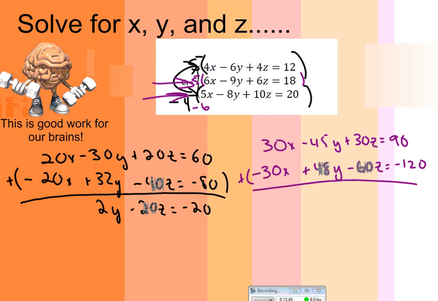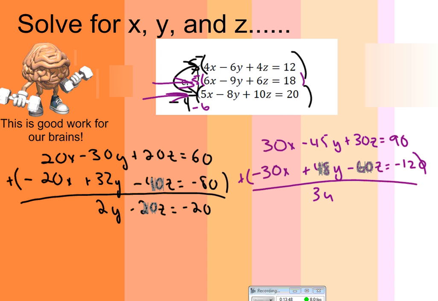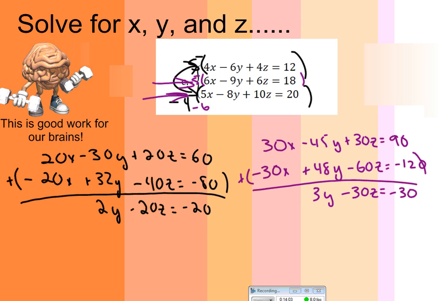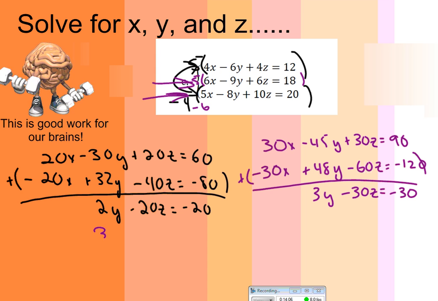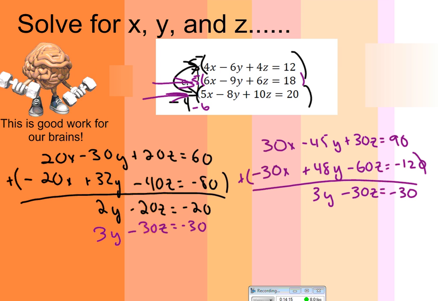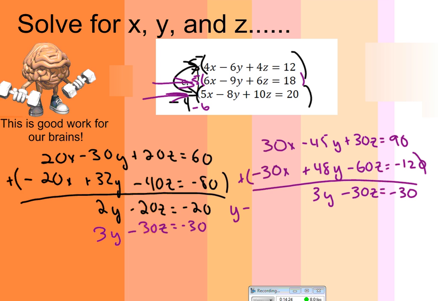So now if I just add these two, 3y minus 30z, and that's going to equal -30. So now I've got these two equations. So I've got 3y minus 30z equals -30. So if I divide the top one by 2 and the bottom one by 3, I'll have y minus 10z equals -20.